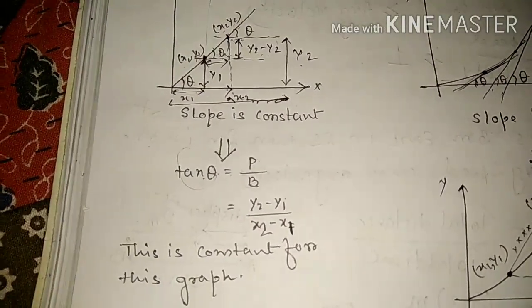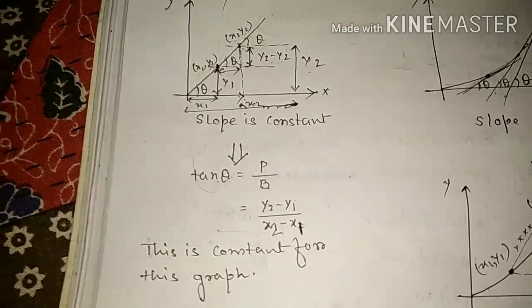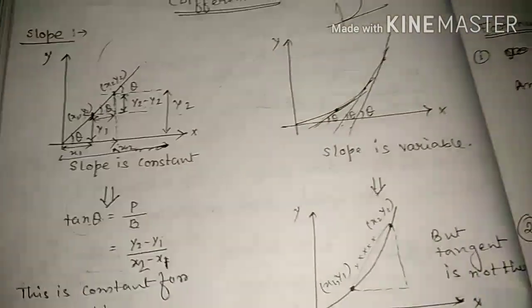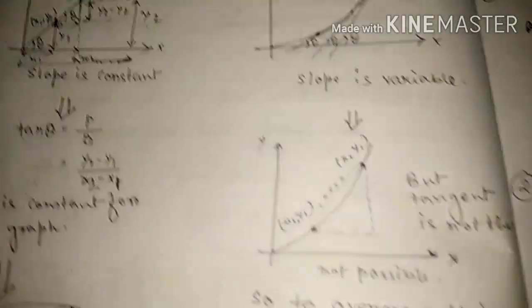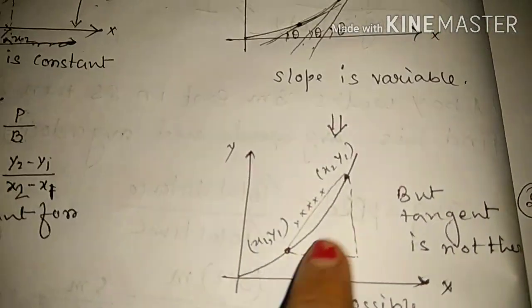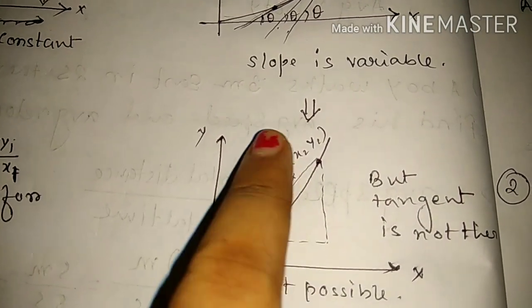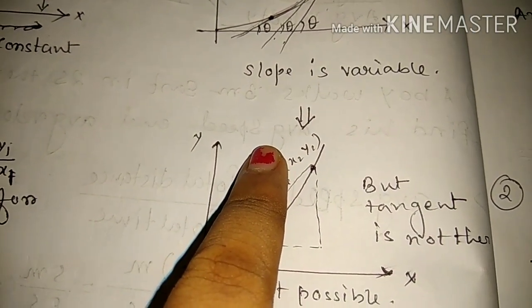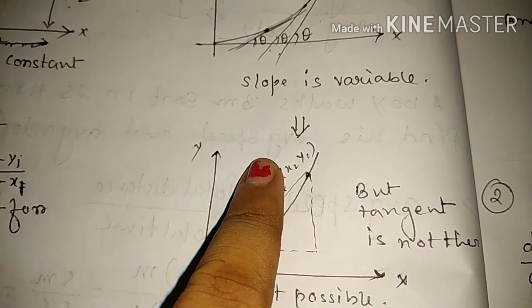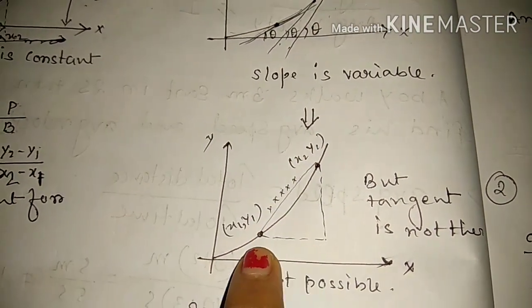So we see that the value of tan theta is constant for this graph, but in this graph, we consider 2 points here also. This point has coordinate x1, y1 and this point has coordinate x2, y2. Now we find tan theta. Tan theta means perpendicular by base.